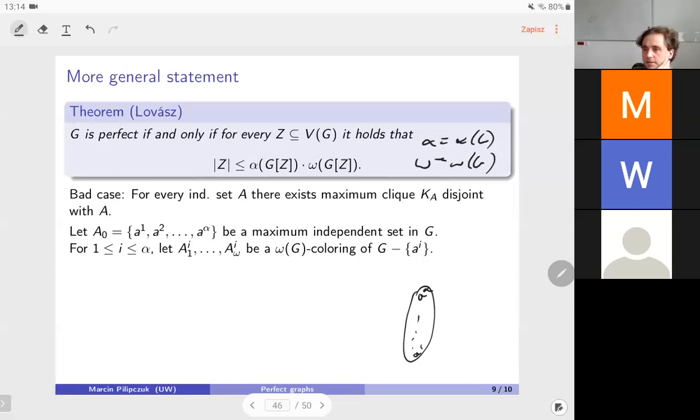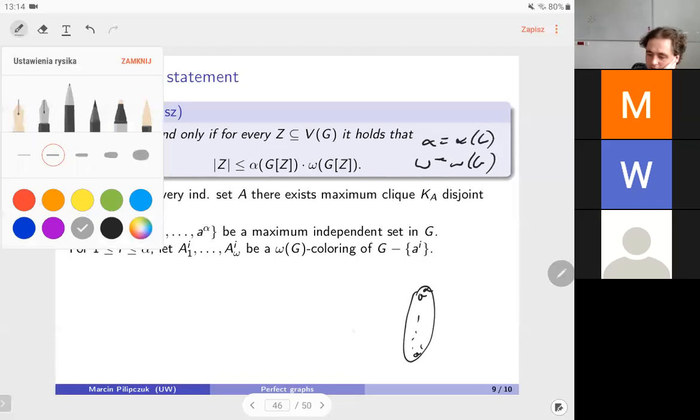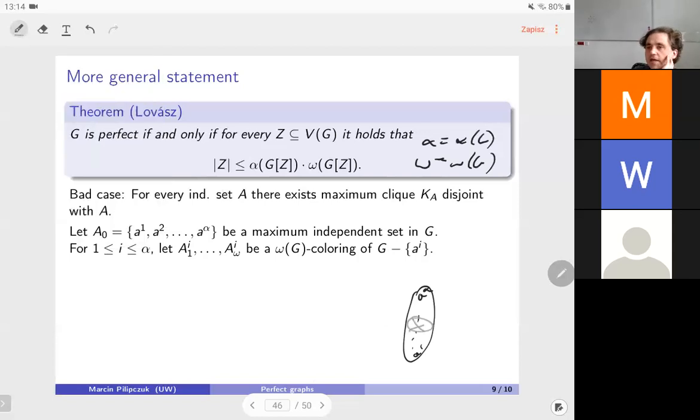I'm taking one independent set, and now I'm using the induction hypothesis: if I drop one of these vertices, I can color the graph with omega colors. So I drop one vertex and color the graph with omega colors, getting omega independent sets. There's a red color, an orange color, etc. Let these colors be A_1 to A_omega, with a superscript indexing the dropped vertex.